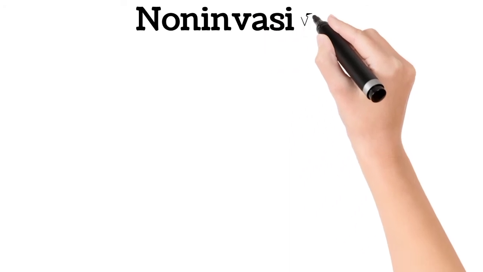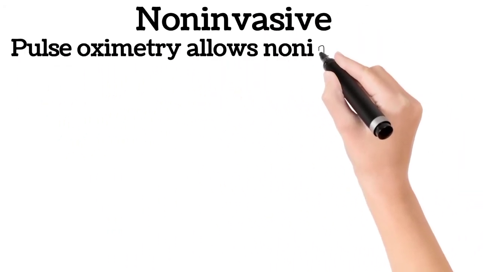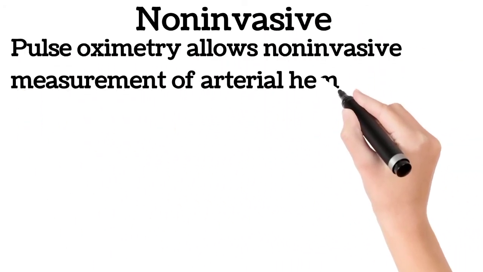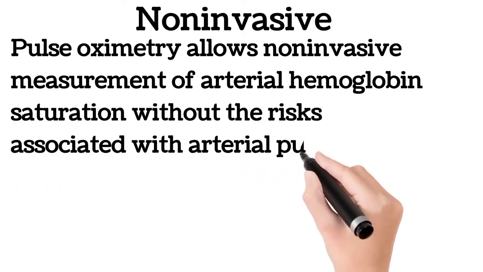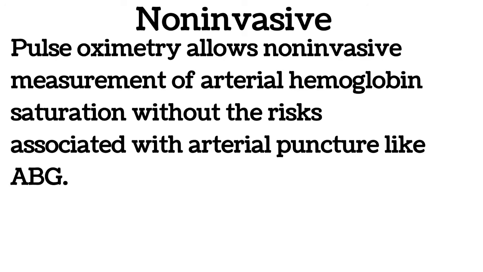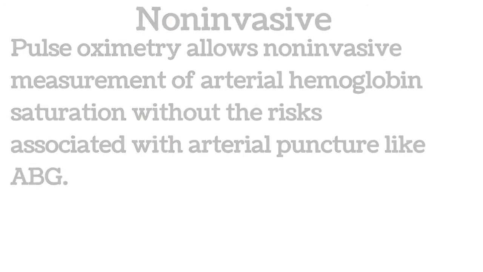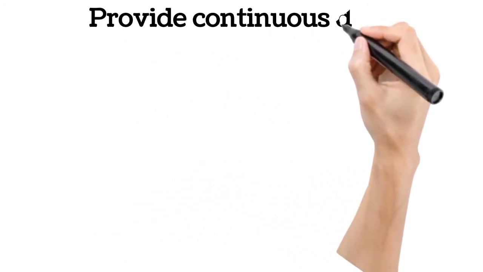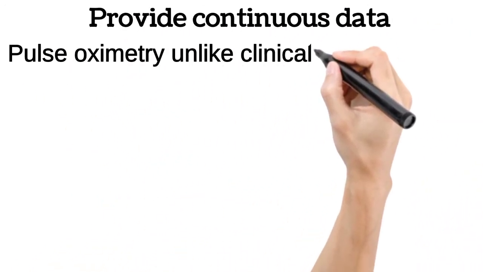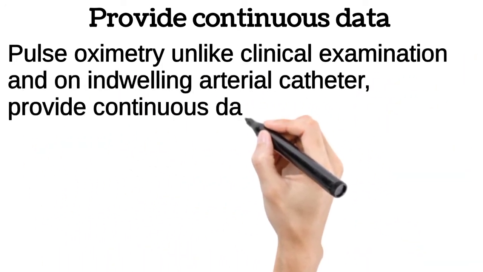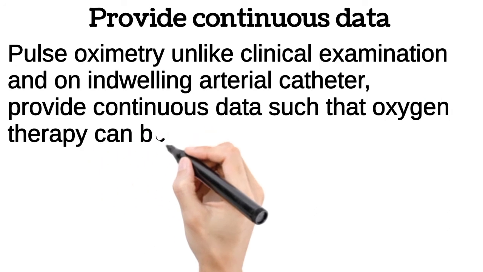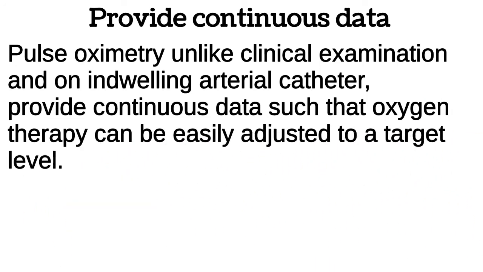Non-invasive. Pulse oximetry allows non-invasive measurement of arterial hemoglobin saturation, without the risks associated with arterial puncture, like during arterial blood gas. Provides continuous data. Pulse oximetry, unlike clinical examination or an indwelling arterial catheter, provides continuous data such that oxygen therapy can be easily adjusted to a target level.